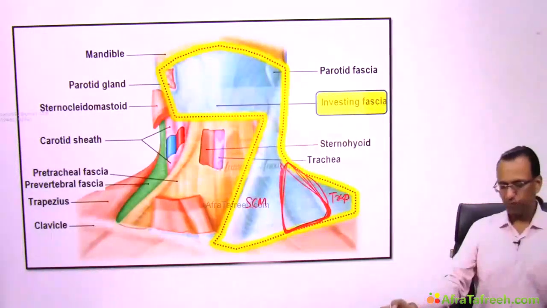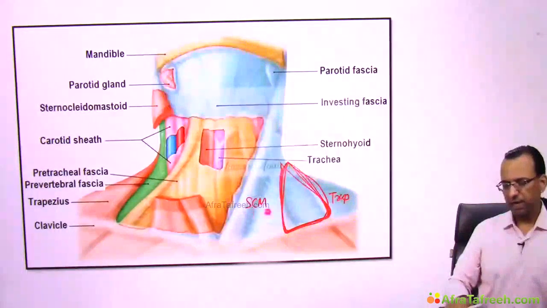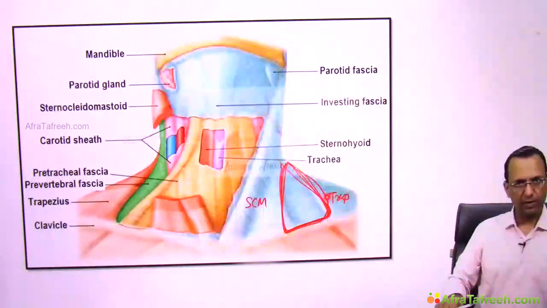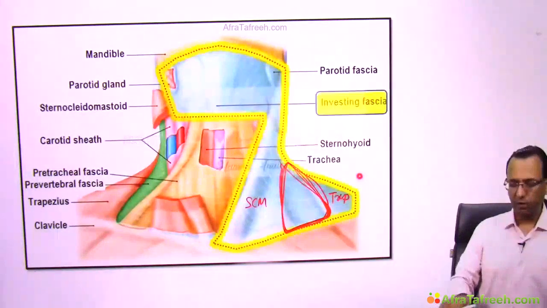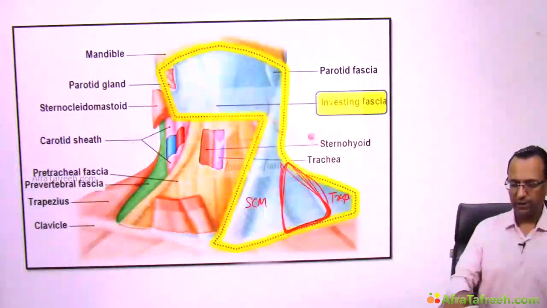So you're telling me the investing fascia came and split and enclosed the sternomastoid, then it was forming the roof of the posterior triangle, then it was splitting and enclosing the trapezius. Where is it going? Posteriorly. It is all around the neck circumferentially.